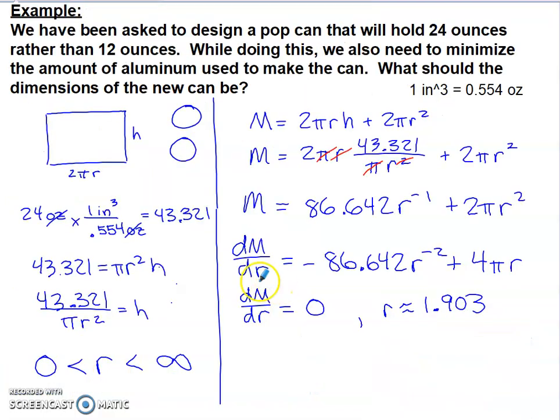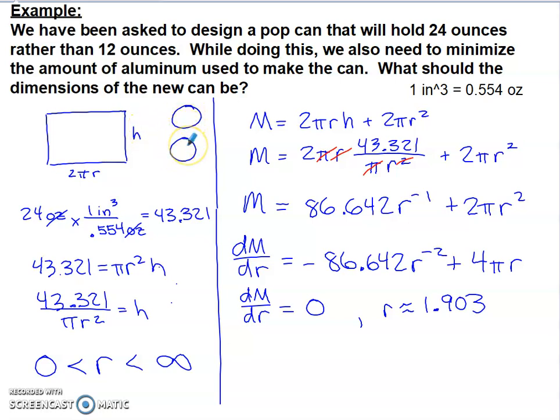So in this next problem, we have a can that we're going to design that's going to hold 24 ounces rather than 12. As we design this can, we want to minimize the amount of aluminum or the amount of material used to make it. So what should the dimensions of the cylinder, the dimensions of the can, be? I do have this little conversion factor here that we're going to need to use to get everything into cubic inches from ounces. What I have here is the can deconstructed.